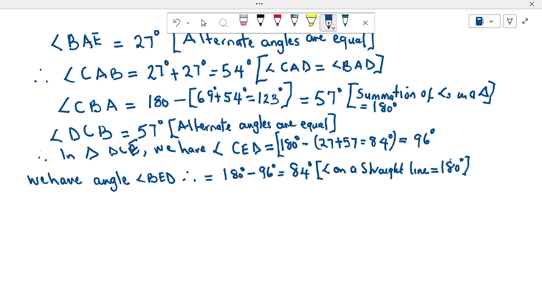So our answer, therefore, is angle BED equal to 84 degrees. That is the answer. Thank you. That's that for that question.